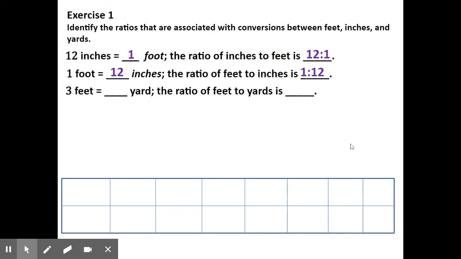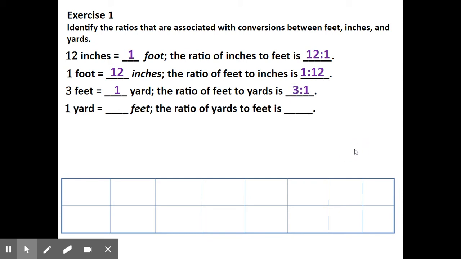Well, now we have 3 feet. How many feet go in a yard? Well, 3 feet is 1 yard. So the ratio of feet to yards is 3 to 1. 1 yard is how many feet? Well, we reversed it, so it's 3 feet. And therefore the ratio of yards to feet is also reversed, which is 1 to 3.